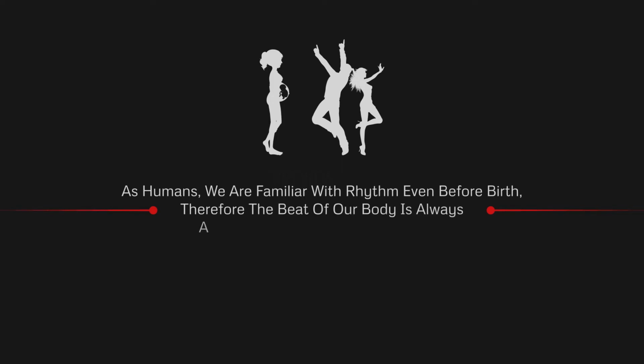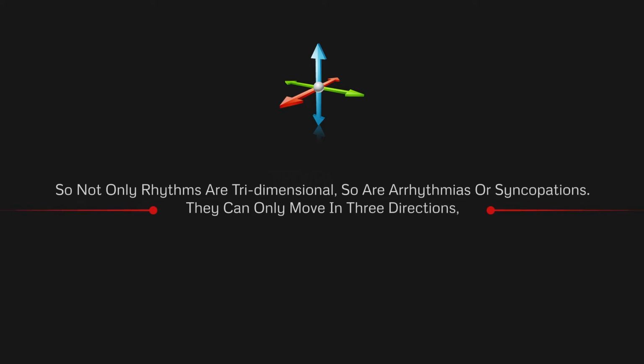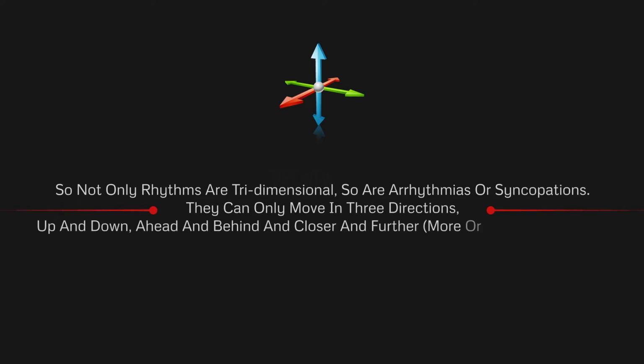Therefore, the beat of our body is always a step ahead of the beat of a song. When rhythms fall slightly ahead or behind, are slightly more or less accentuated, or slightly off the normal beat of a rhythm, an arrhythmia, that's when rhythms become tridimensional. So not only rhythms are tridimensional, so are arrhythmias or syncopations. They can only move in three directions: up and down, ahead and behind, and closer and further, more or less accentuated. Rhythm cube.